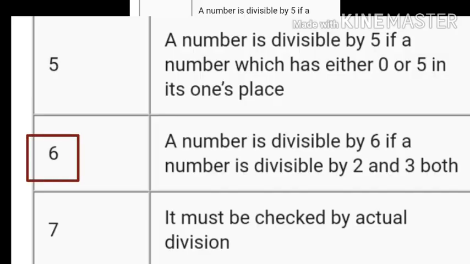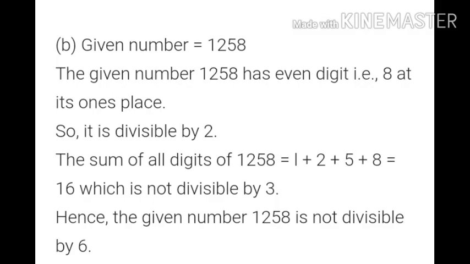Divisibility by 6. A number is divisible by 6 if it is divisible by 2 and 3 both. That means a given number is divisible by 6 if it is divisible by 2 and 3 both. Given number is 1258. Check whether this number is divisible by 6 or not.